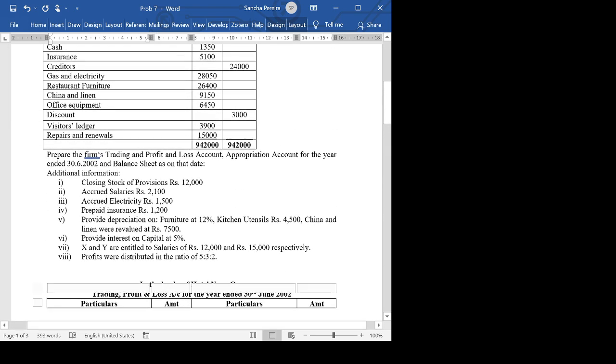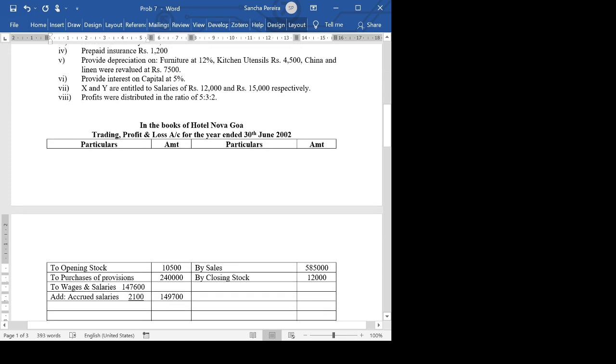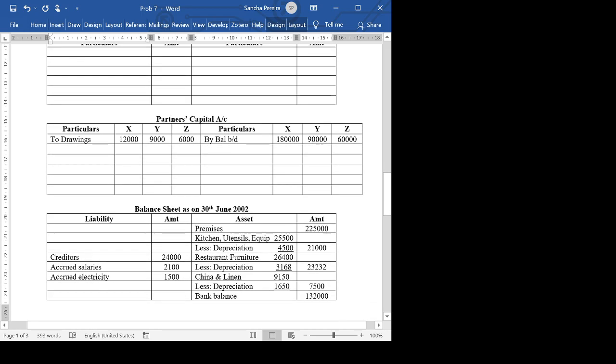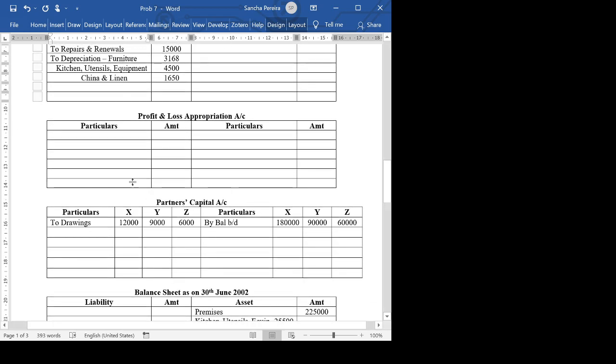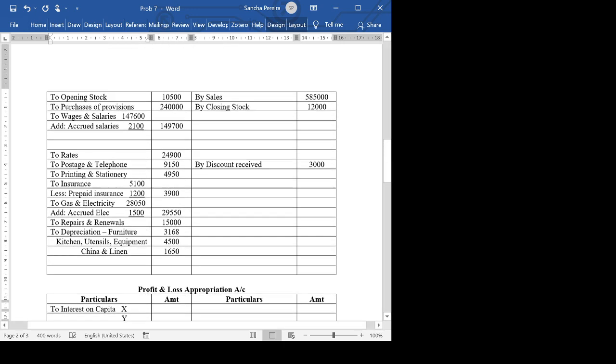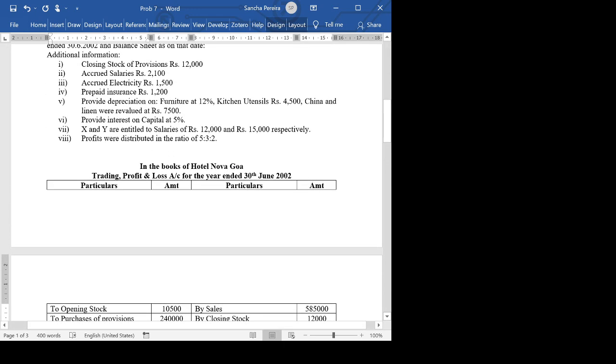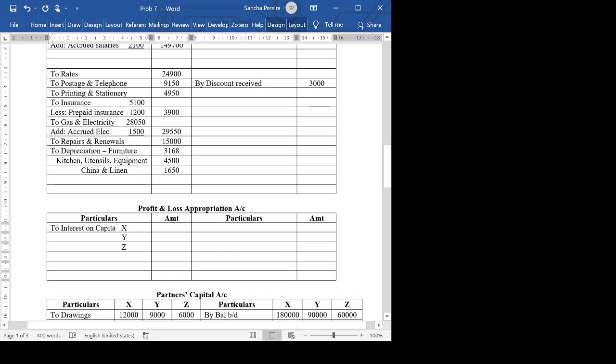Next we have, provide interest on capital at 5%. Since interest on capital is an expense to the business and an income to the partners, we debit interest on capital. We have three partners here, X, Y, and Z. The percentage given is 5%, so 5% of their capitals.